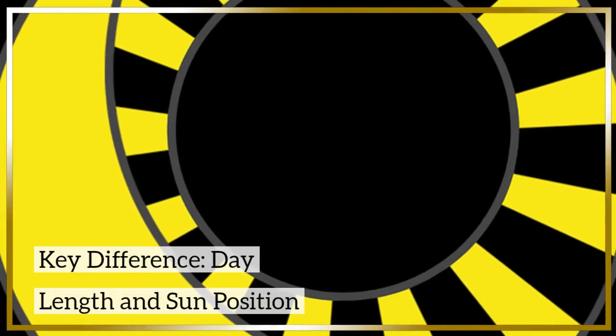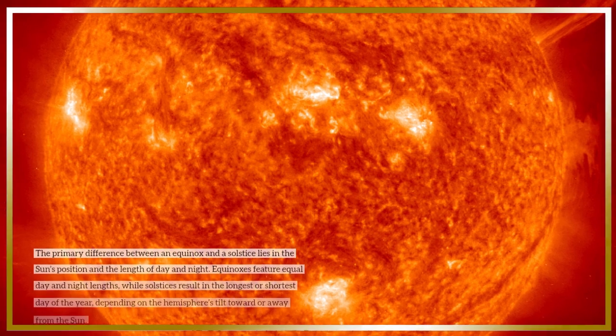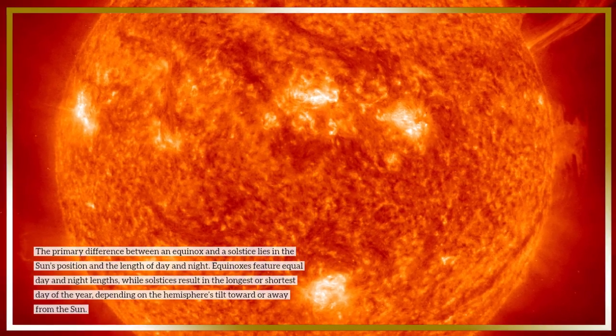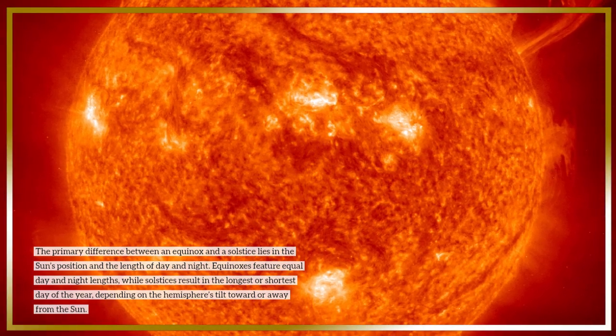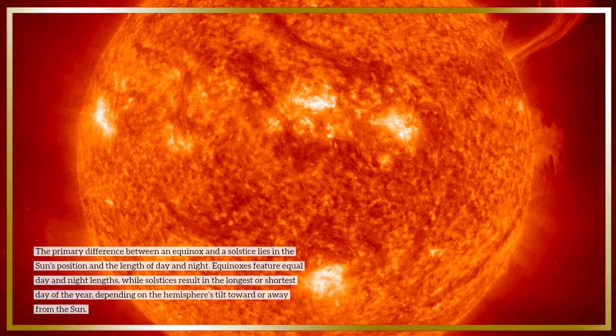Key difference. Day length and sun position. The primary difference between an equinox and a solstice lies in the sun's position and the length of day and night. Equinoxes feature equal day and night lengths, while solstices result in the longest or shortest day of the year, depending on the hemisphere's tilt toward or away from the sun.